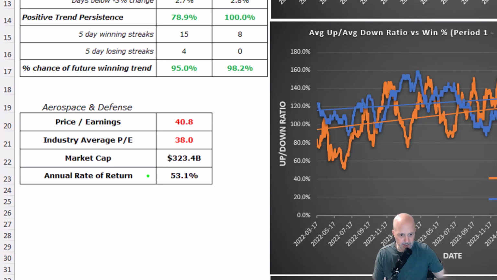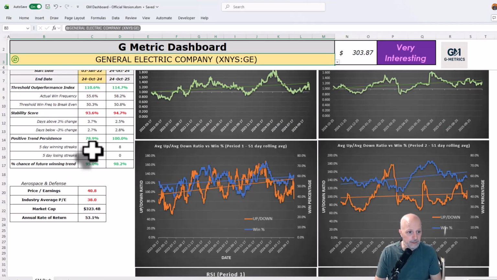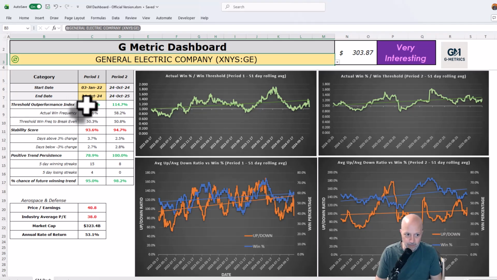Okay, let me escape out of here. A couple other things I want to run through very quickly. You'll notice that my threshold outperformance index is either green or red, so I've put in some conditional formatting. If this is over 105%, then it's green. If it's lower, then it's not. If this stability is over 95%, then it's green. If it's lower, then it's red. Positive trend persistent: if it's over 60%, I say that's green. If it's less than 60, then it's red.